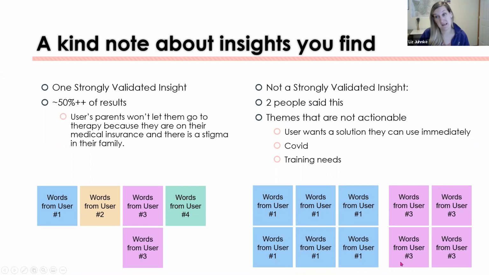If you have lots and lots of stickies, but they're the same color, that means the same user was just talking about it for a really long time. So that's not a strongly validated insight, because it's just one really loud user, right?